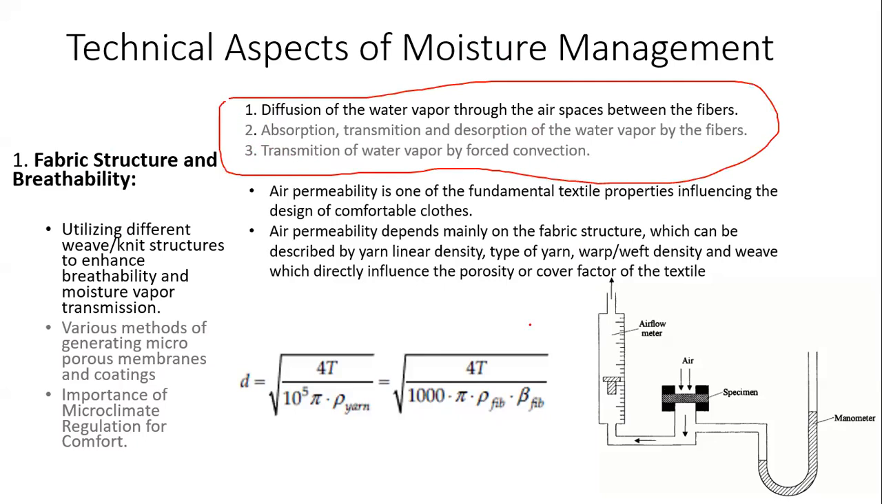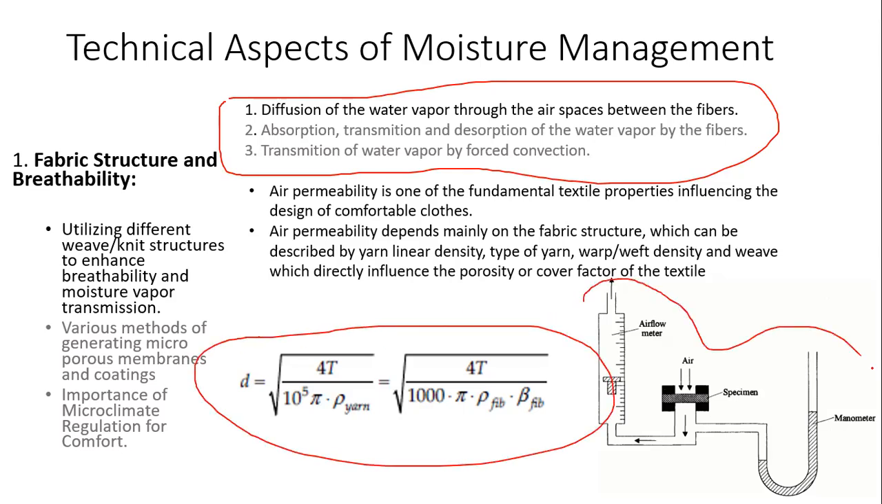Now, in here, you can see one equation and one experimental setup, right? So this is a manometer, the specimen airflow meter. In here, you can physically test your sample, and this is a testing setup that you can use to physically test the air permeability of your textile material. This is in practical terms how you test it.